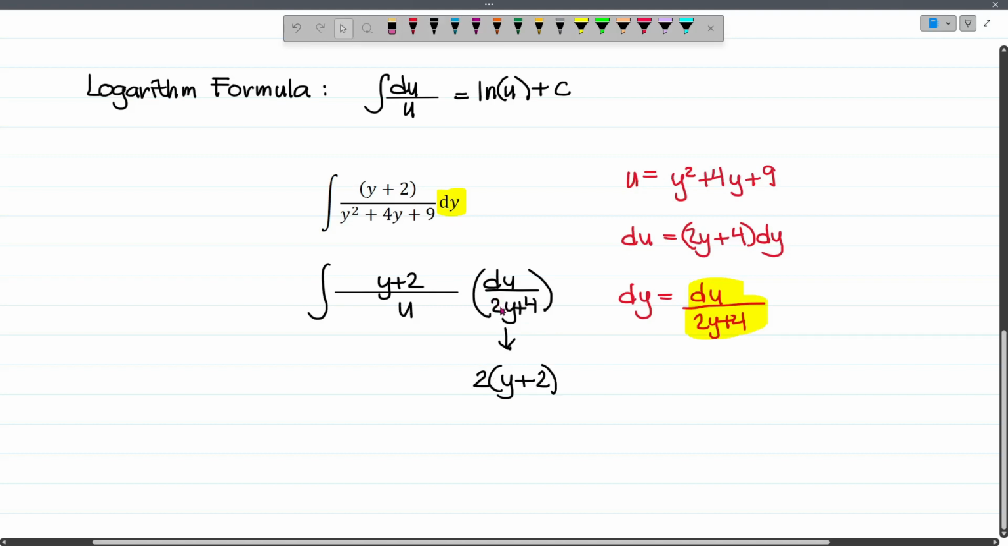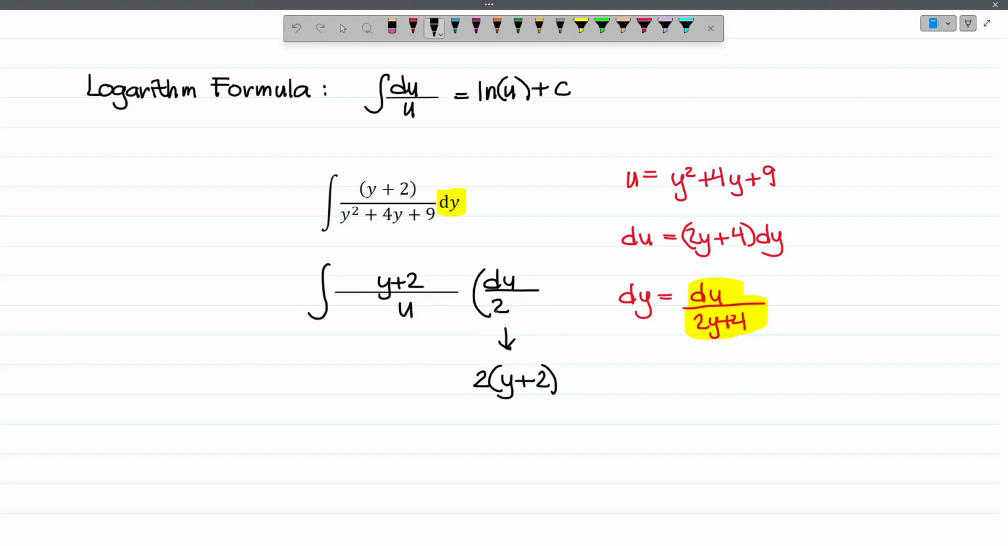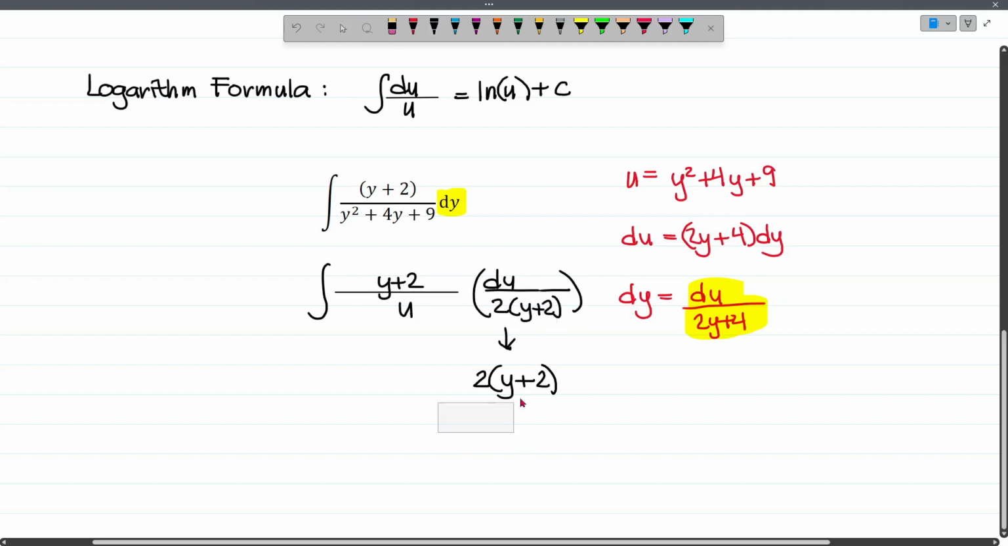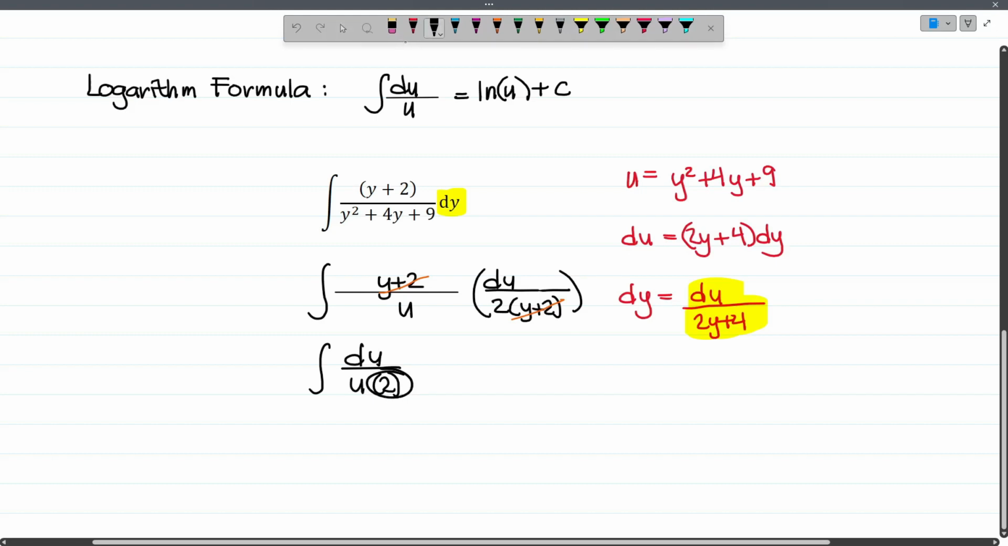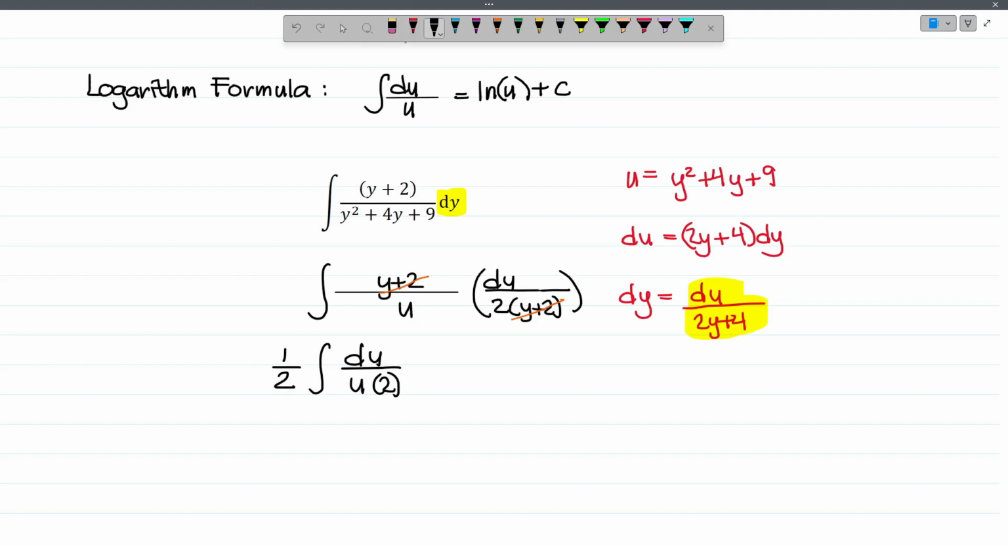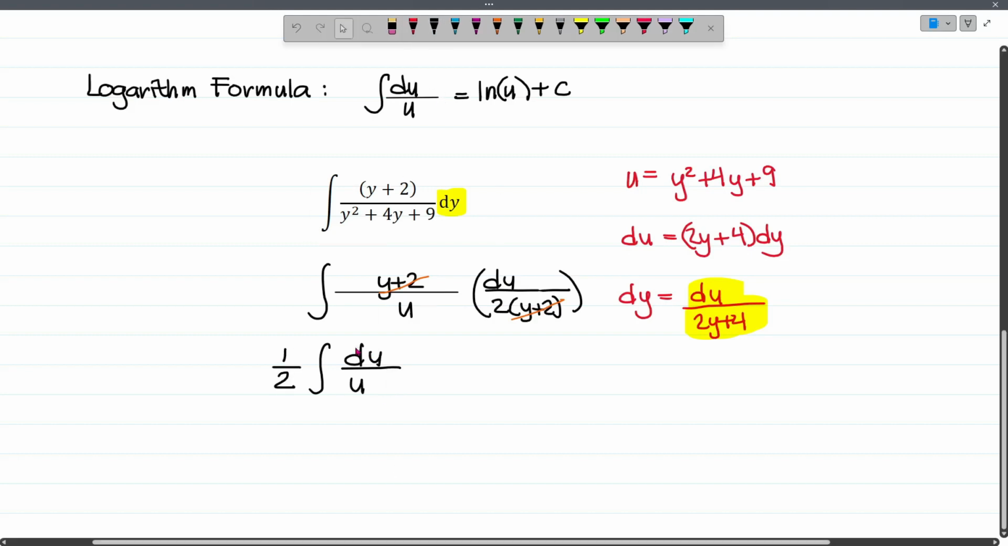And so let's just replace this one. This will become 2 times y plus 2. And then let me just remove this one. And so here, we can cancel y plus 2 and y plus 2. And so we are left with du divided by u times 2. And then recall that we can just move this outside because this is a constant term. And so that will be 1/2. And then let's just remove this one. And so now, we will just be integrating du over u, which is just ln u and then plus c.